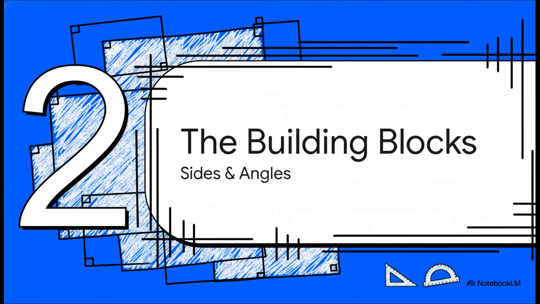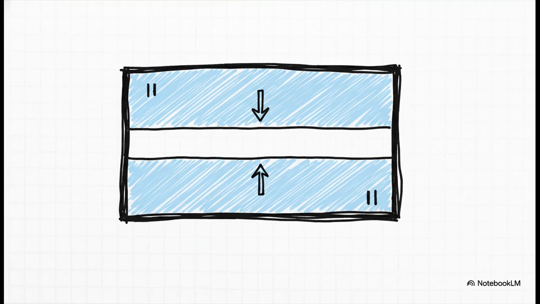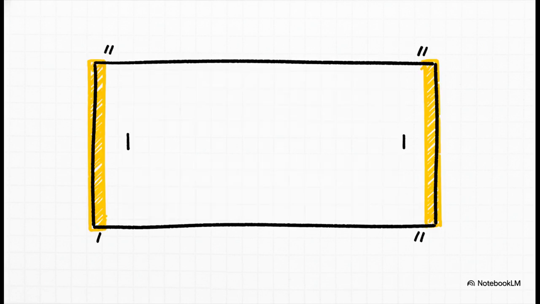So from that one core definition, we get all the other properties we're more familiar with. Let's look at the most obvious building blocks of any rectangle: its sides and its angles. The first big rule is that opposite sides are congruent, which is really just a fancy way of saying they're exactly equal. So the length of the top side of any rectangle will always, and I mean always, be a perfect mirror of the bottom side. And you guessed it, the same rule applies to the other pair. The left side is always a perfect match for the right side. This is what gives the rectangle that balanced, parallel structure we're so used to seeing.